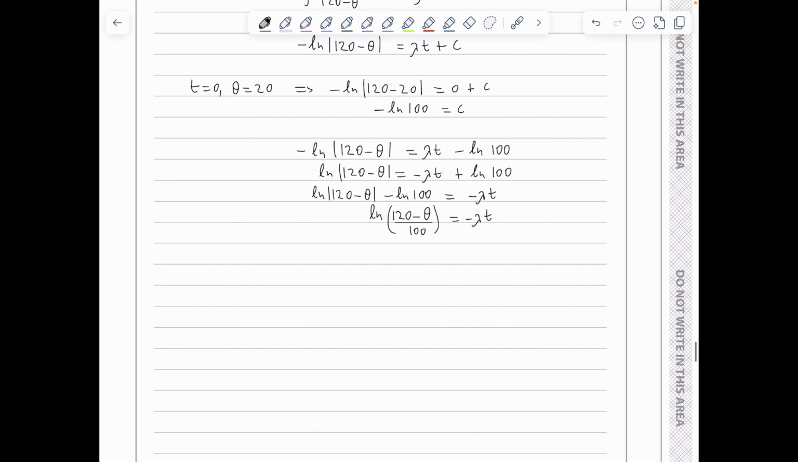So I will remove the ln by doing e to the minus lambda t. So we've got (120 minus theta) over 100 is equal to e to the minus lambda t. If we cross multiply, we get 120 minus theta is 100 e to the minus lambda t, leading to 120 minus 100 e to the minus lambda t is equal to theta, as required.